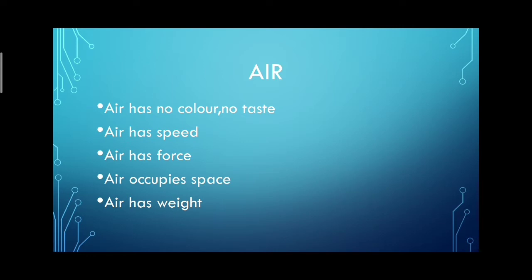Air has speed. Air has speed means when there are strong winds, they are so powerful and so high in speed that they can change the direction of things like kites, balloons, smoke, etc. Air has force. Moving air has a lot of force in it. It blows everything that comes in its way, and a storm can even uproot trees.